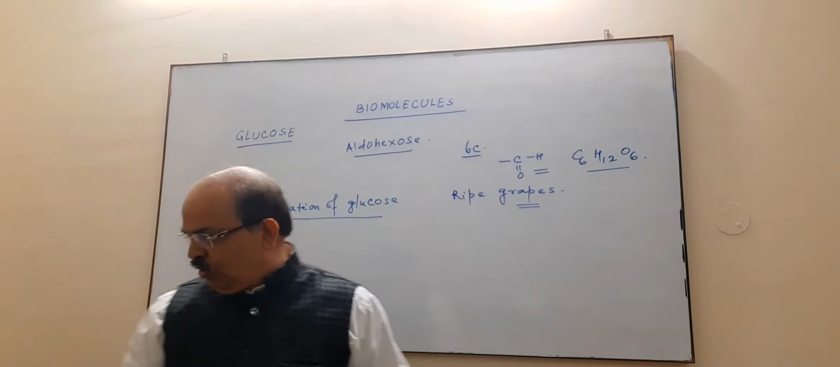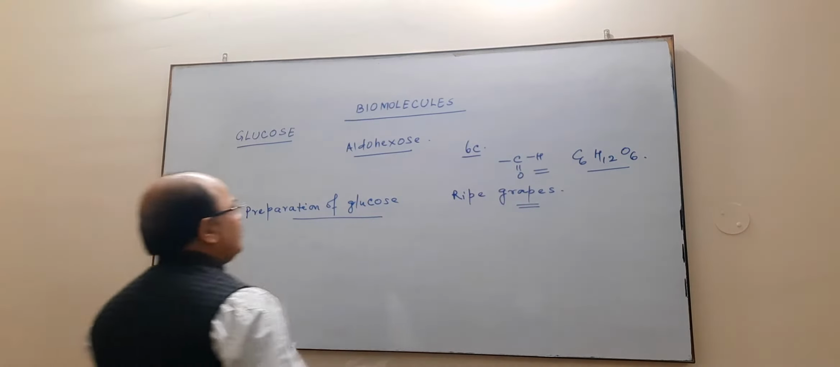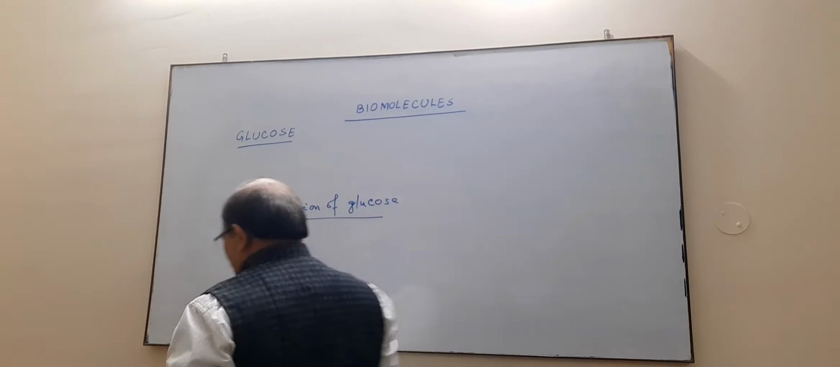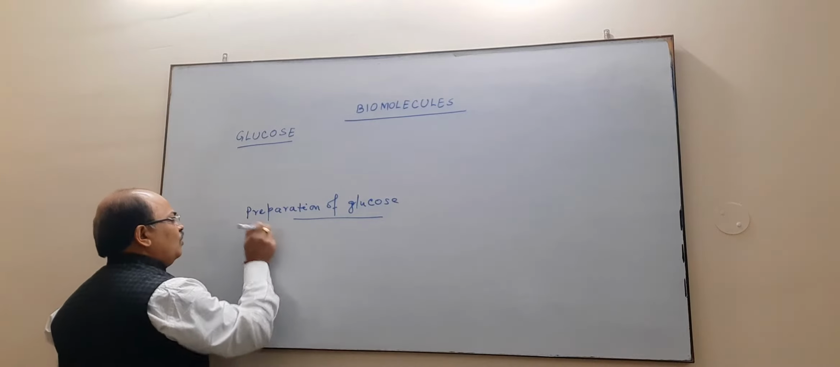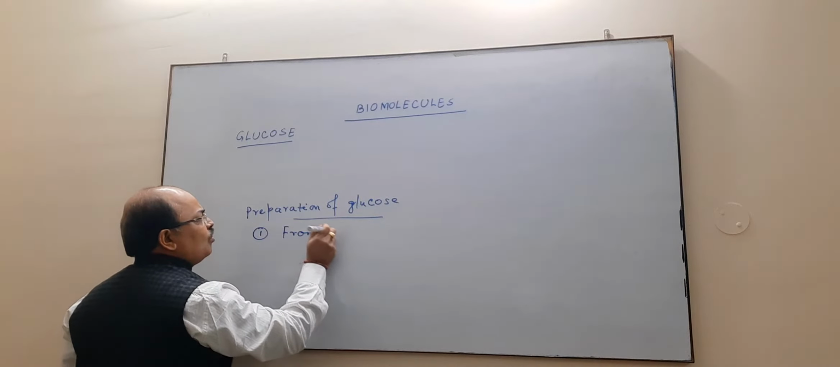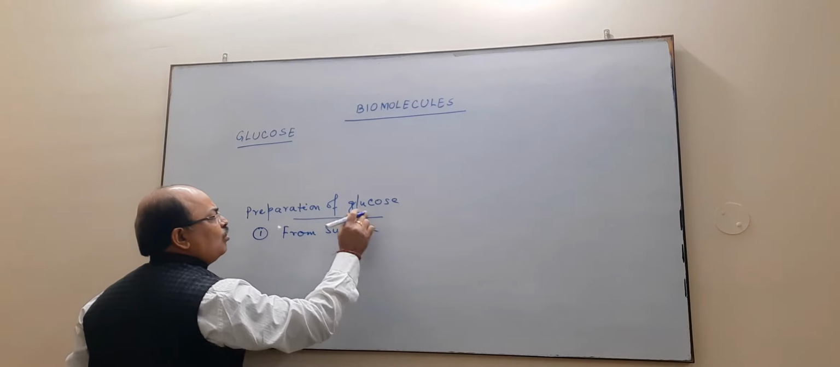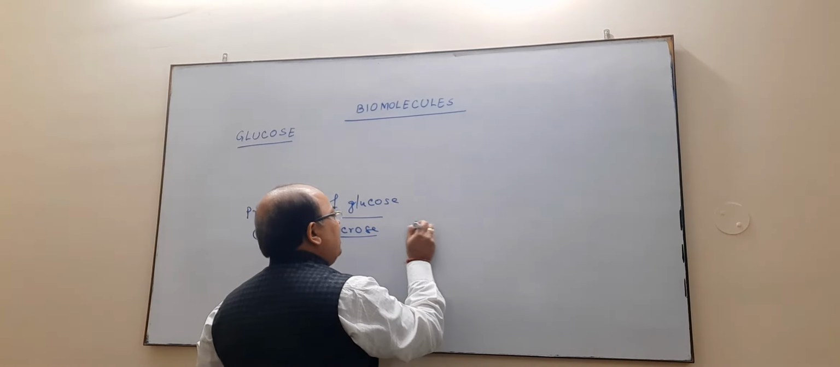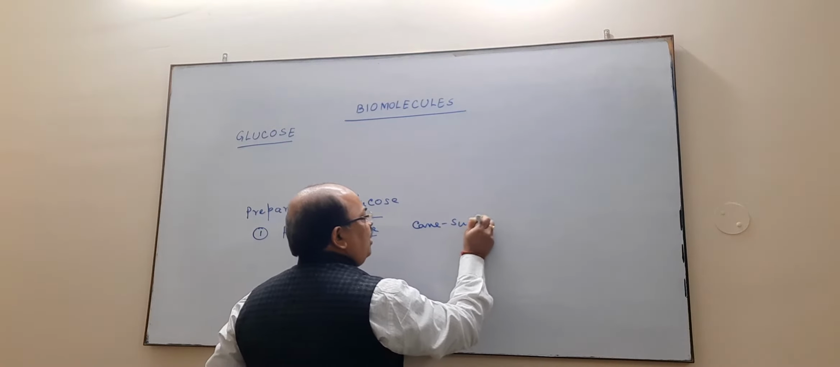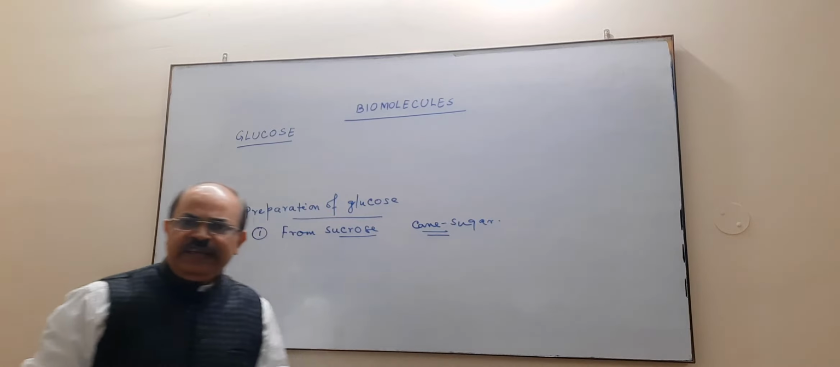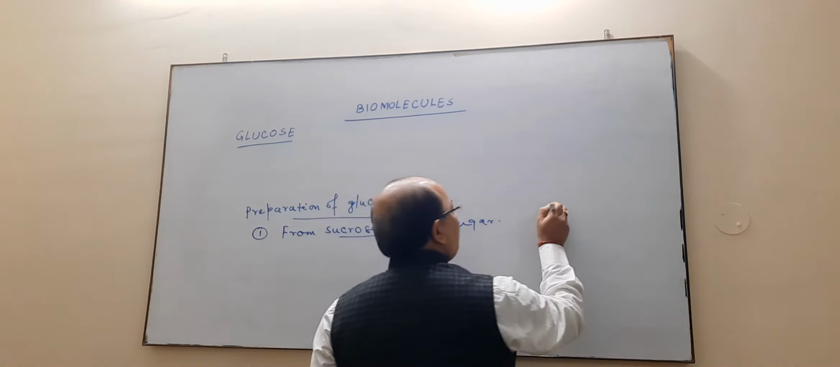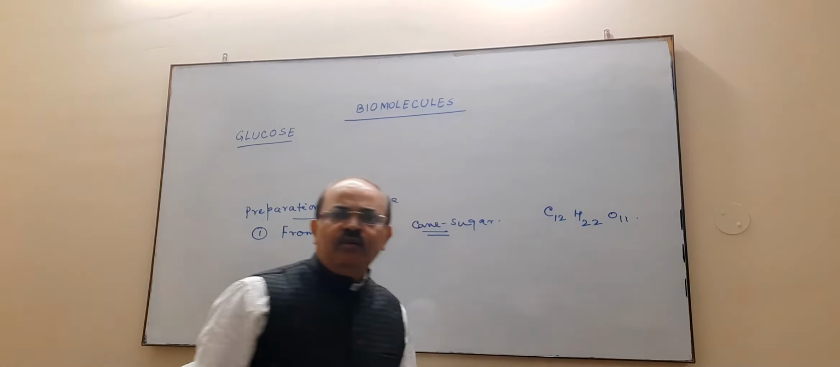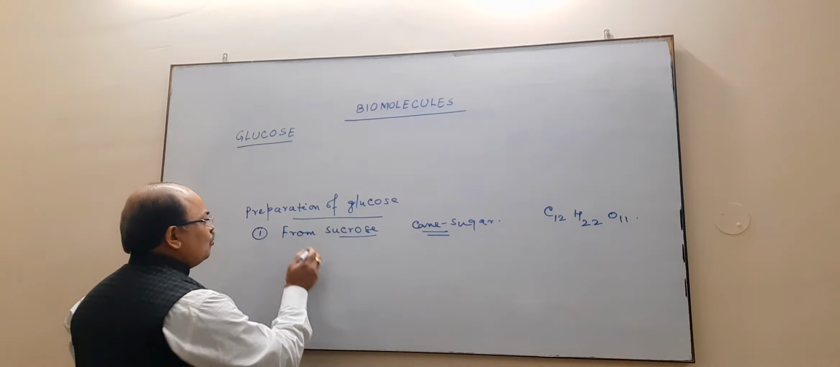Glucose is prepared from sucrose. So the first is from sucrose. This sucrose is also known as cane sugar. I hope you know it is also known as cane sugar, with a molecular formula C12H22O11.